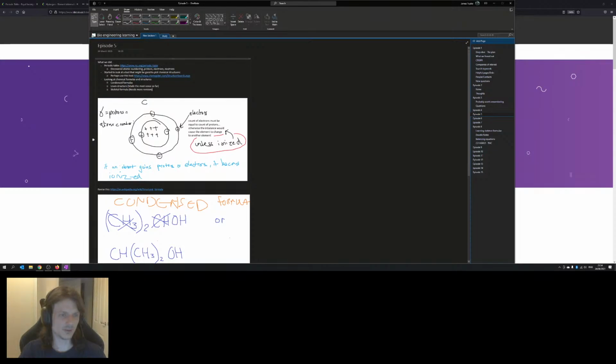Condensed formula: protons equal the atomic number. Protons are the positives. The count of electrons must be equal to the count of protons, otherwise the imbalance would cause the element to change to another element. So electrons and protons are balanced.